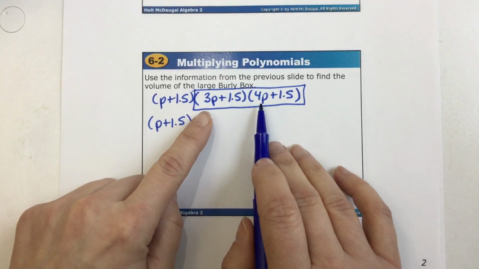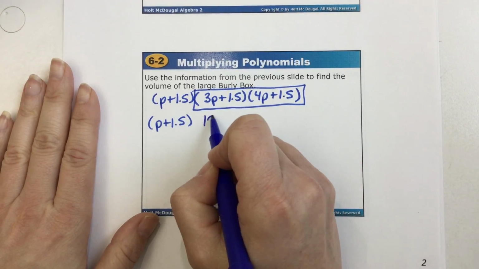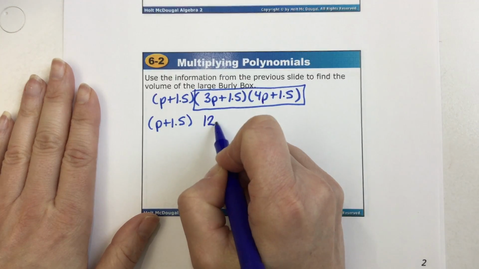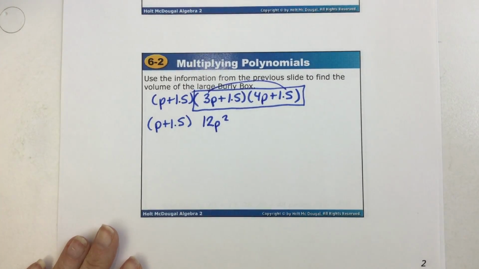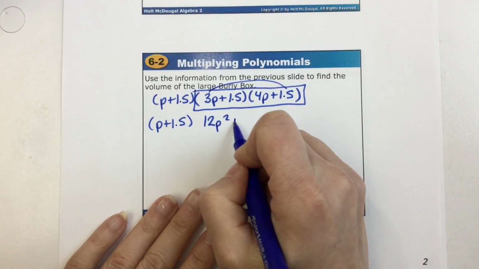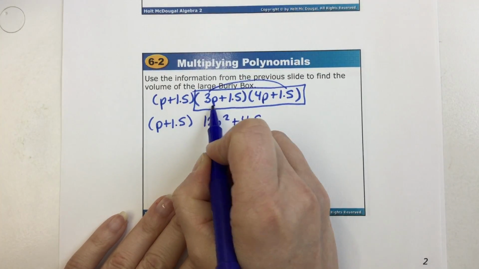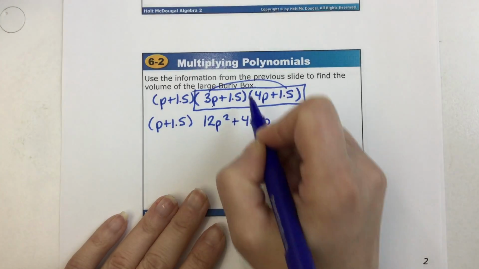Okay, so if I go ahead and take 3 times 4, that would be 12. This has a p, this has a p, so together it's p squared. Now I go over here. If I take 3 times 1.5, I would get 4.5. This has a p, this does not, so together it's 1.